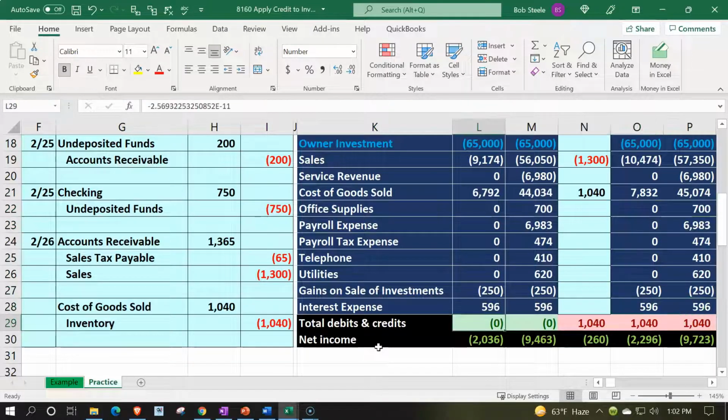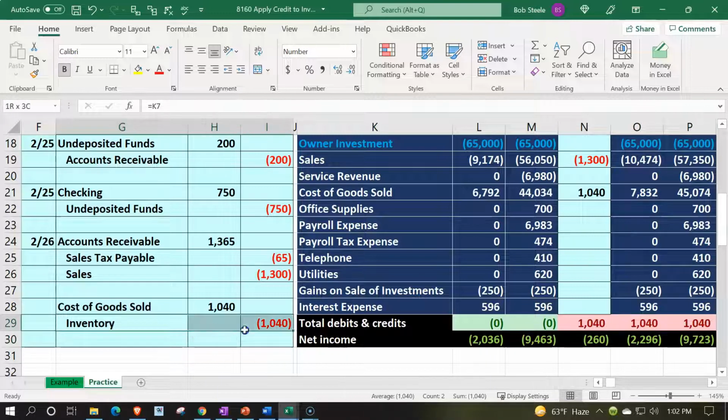The effect on net income, we started at net income for the month of just February 2036, up by the difference between the two of just the 260 up to then the 2296. Year to date 9463, up by the 260 to the 9723.